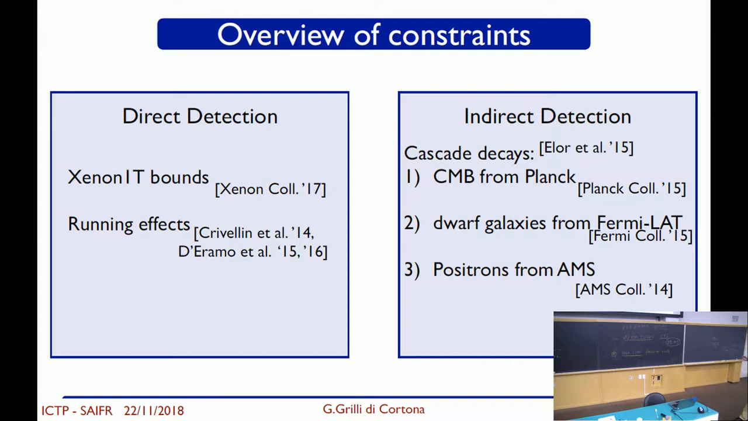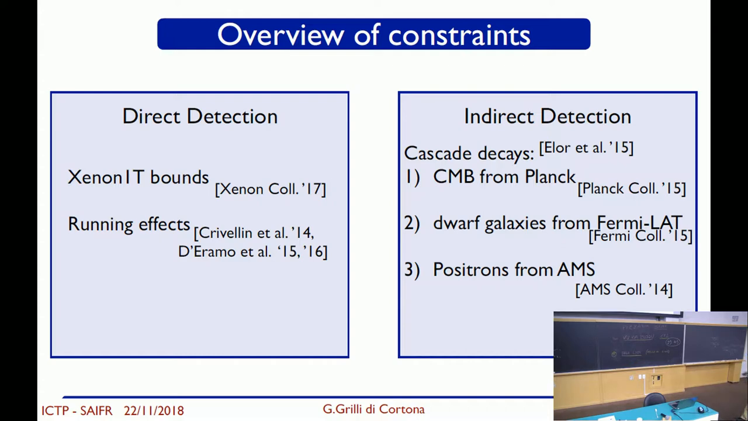And these were studied in this paper here by Elor et al, and they take into account constraints from the CMB, dwarf galaxies from Fermi-LAT, and positrons from AMS. In principle, even the annihilation of two stable pions into two standard model particles gives rise to indirect detection constraints, but this one will be weaker than the one from direct detection. And the constraints from direct detection will be even stronger than the constraints from self-interacting dark matter.